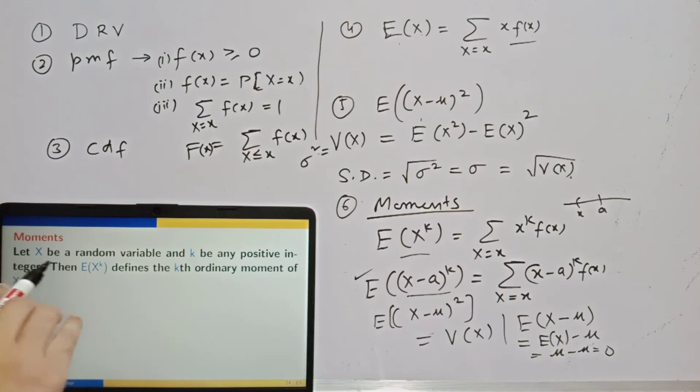The definition is shown here. X is a random variable, k is any positive integer. Then the expectation of x to the power k defines the kth ordinary moment of x.